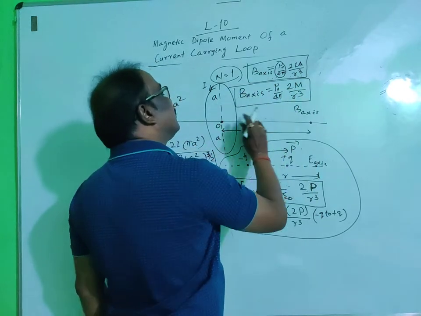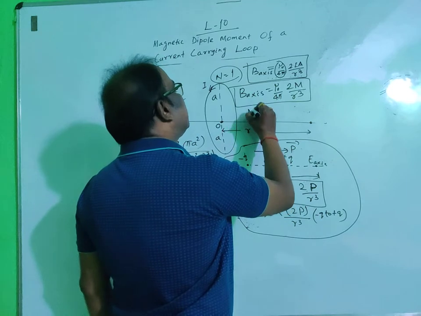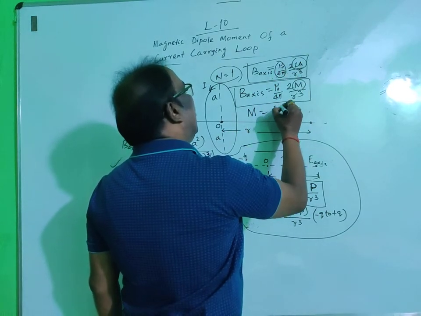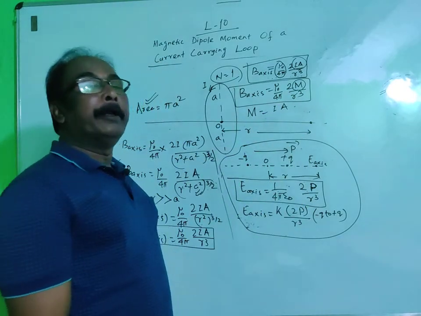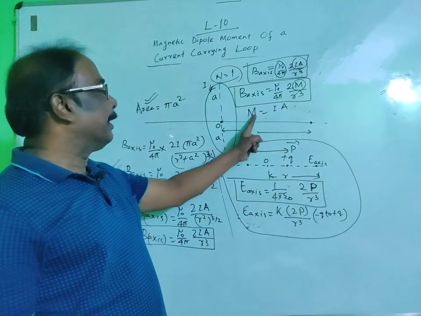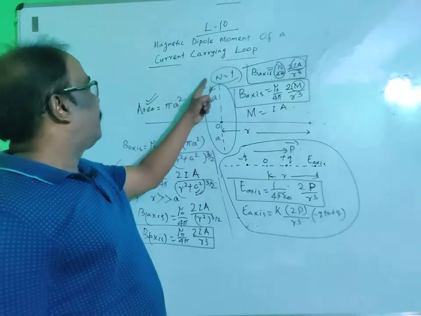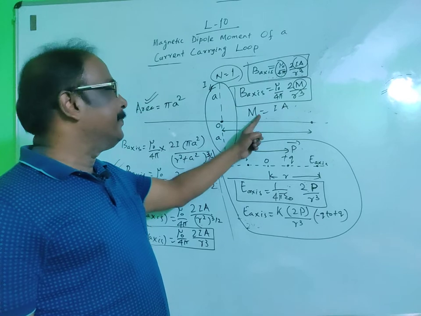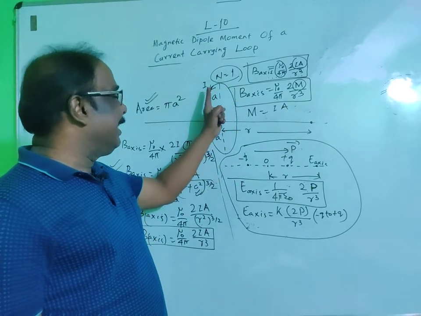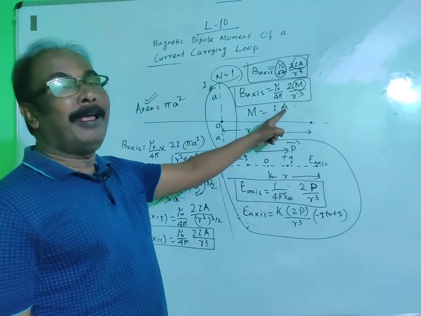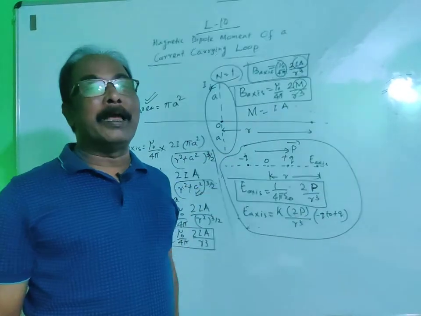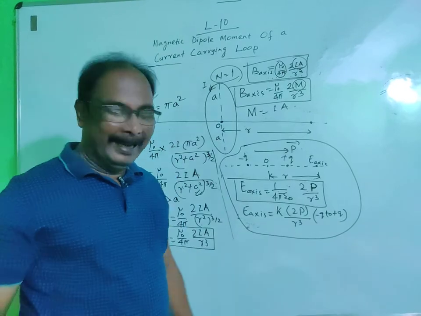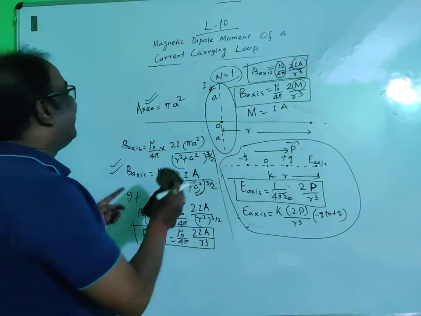This is the final result. And here, in place of magnetic dipole moment M, we have got I into A. Thus, the formula for magnetic dipole moment of a current carrying loop carrying current I and area A is given as: magnetic moment is the product of current and area of the loop. Okay, is it clear? Fine.